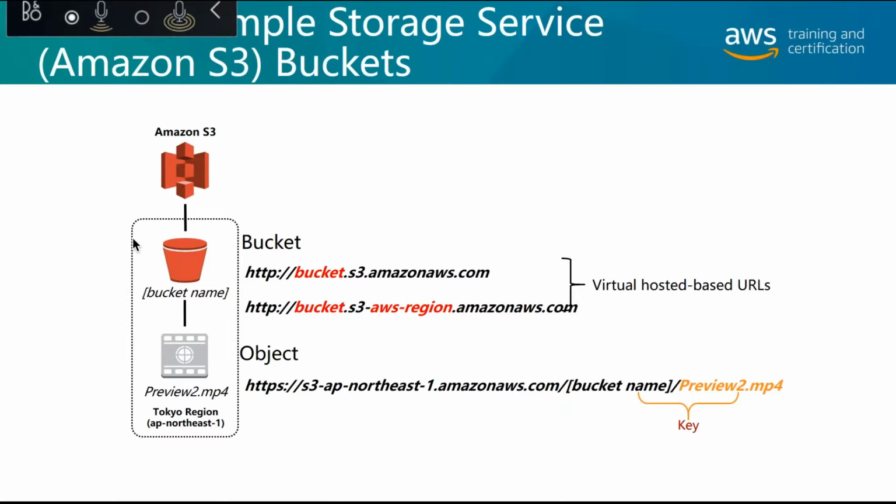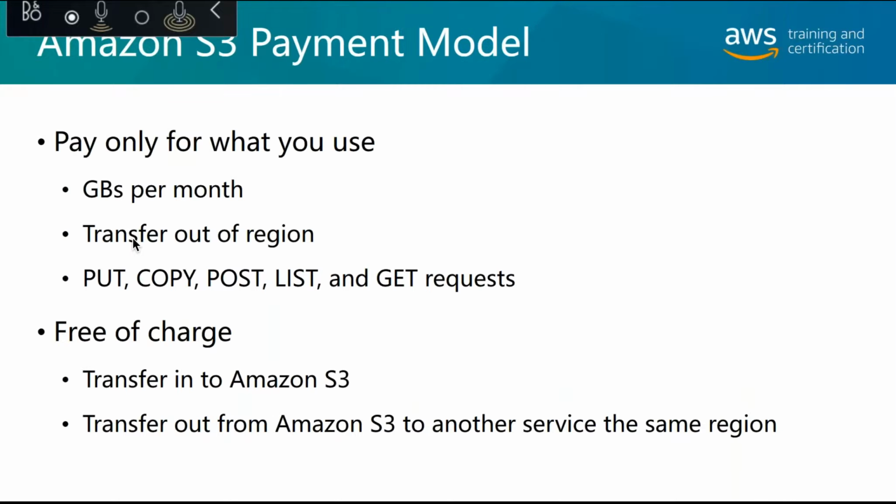So it's always private. Your bucket sits in a region, and the bucket name has to be unique across all of AWS, and it has to be in lowercase. Now, S3 can be used to host a static website. So the minute you enable S3 for website hosting, we provide you with a virtual path.